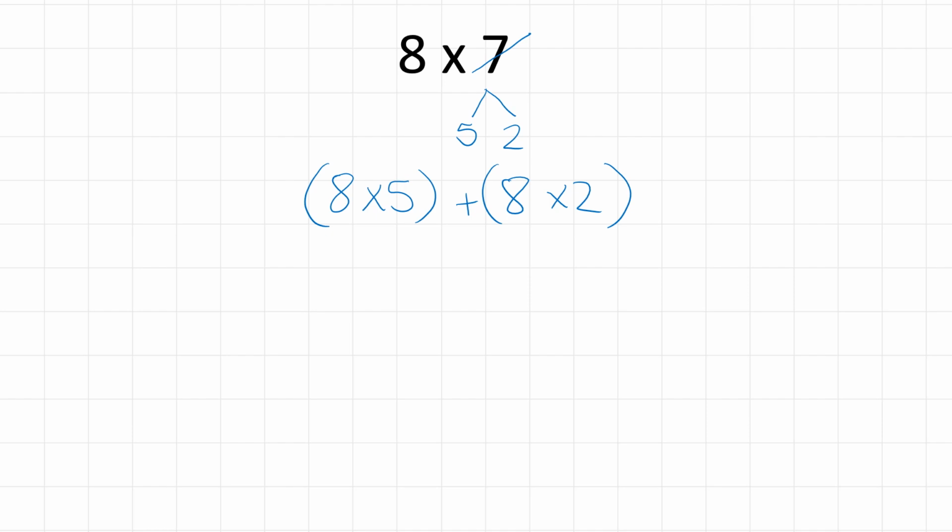So I know 8 times 5, I know my 5 times tables pretty well, is 40. And my 2 times tables I know pretty well as well, is 16. I'm going to add those two numbers together, and I know that 8 times 7 is 56. So I could have done the same thing. I could have broken the 8 down into 4 plus 4, or 5 plus 3, and then multiplied both of those by 7. Whichever way you do it, you'll still get the same answer.